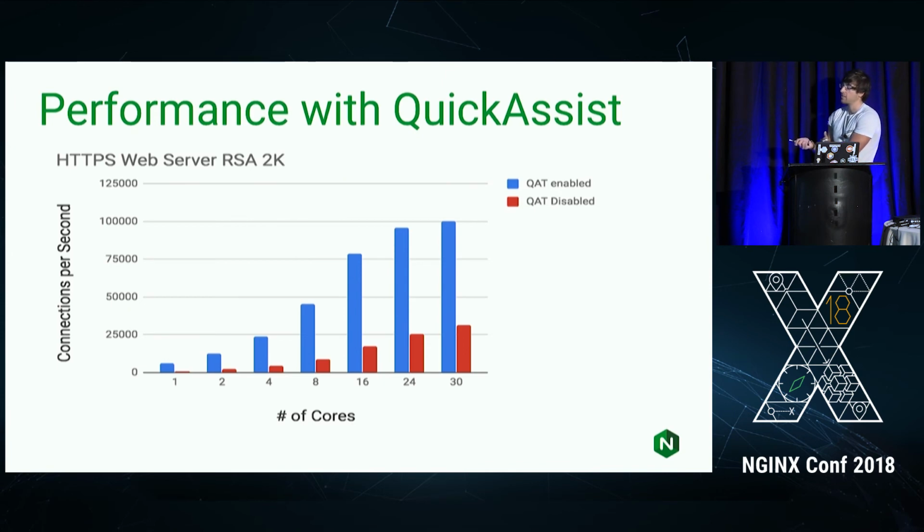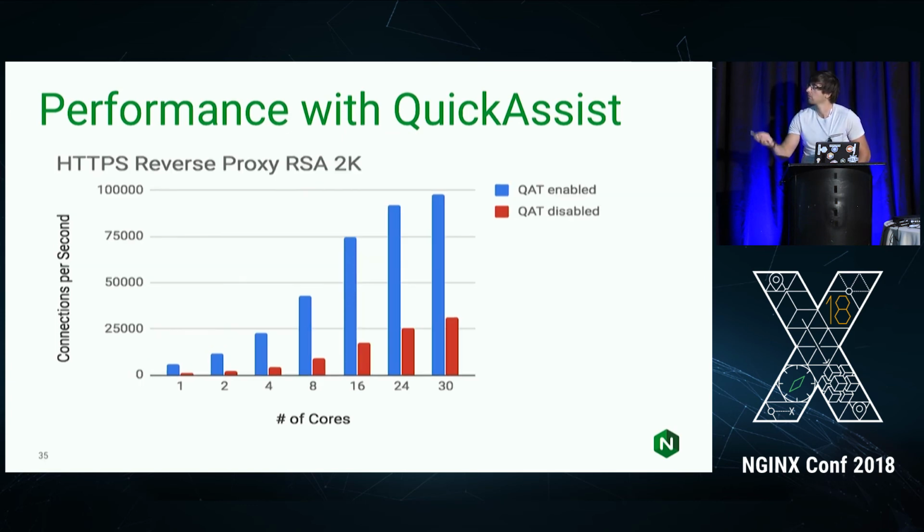Please keep in mind that we are no longer using both CPU nodes, just one, due to hardware limitations. So just think of this as the same testing we did, but with one CPU node. And we did an apples-to-apples comparison. When we enabled QuickAssist, boom, 100,000 connections per second for RSA 2K key size, testing as a web server. And reverse proxy, same thing, just a little lower, just under 100,000 connections per second.